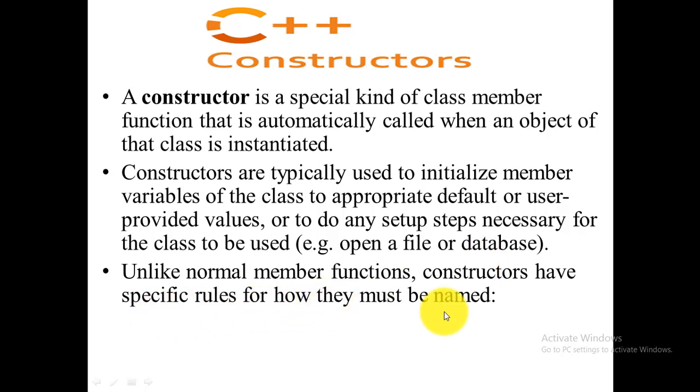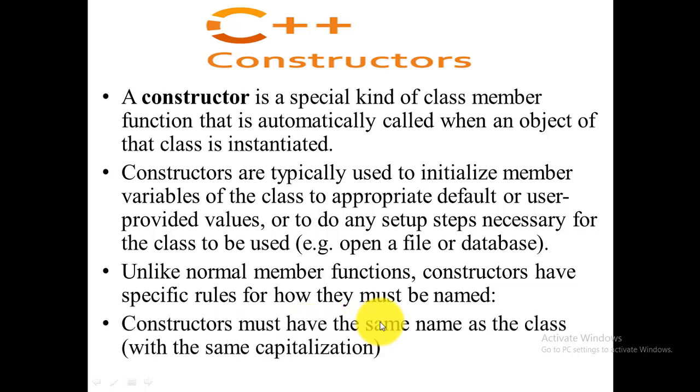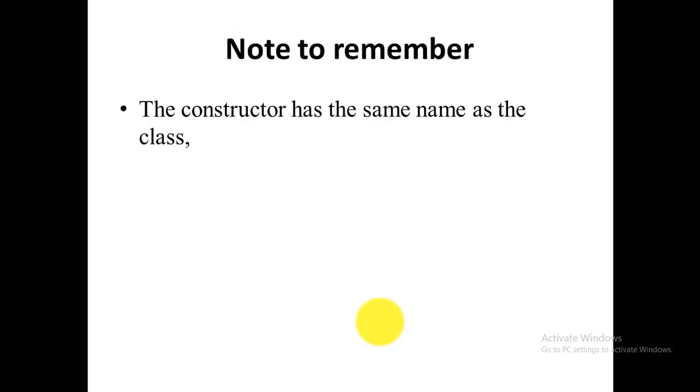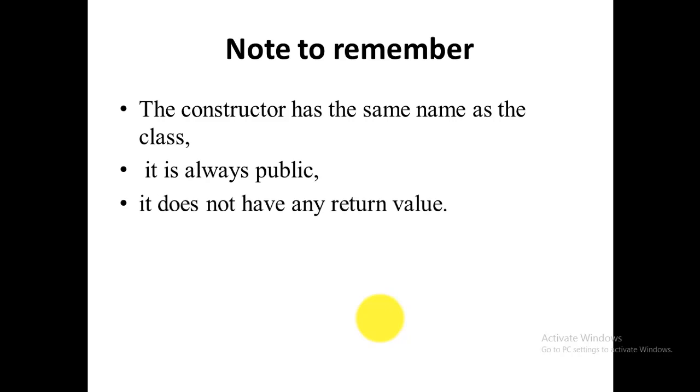Unlike normal member functions, constructors have special rules for how they must be named. A constructor must have the same name as the class with the same capitalization. Constructors have no return type, not even void. So the 3 main points that we need to remember about the constructor are: number 1, the constructor has the same name as the class. Number 2, it is always public. Number 3, it doesn't have any return type.